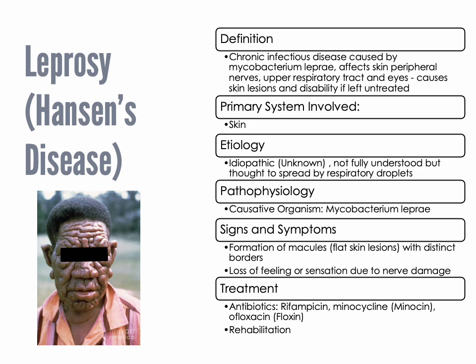As far as signs and symptoms, you have distinct borders. You do have loss of sensation in the areas that are affected, and most times you can treat this with antibiotics because it's caused by Mycobacterium leprae. So you want to encourage use of the antibiotics. The ones specifically are rifampicin. You may recognize that it's a part of the same family as rifampin. You have minocycline or minosin and ofloxacin, which is floxin. You have rehabilitation. Once those nerve endings are damaged, of course, you lose that feeling of sensation, so they would have to be rehabilitated with physical therapy.